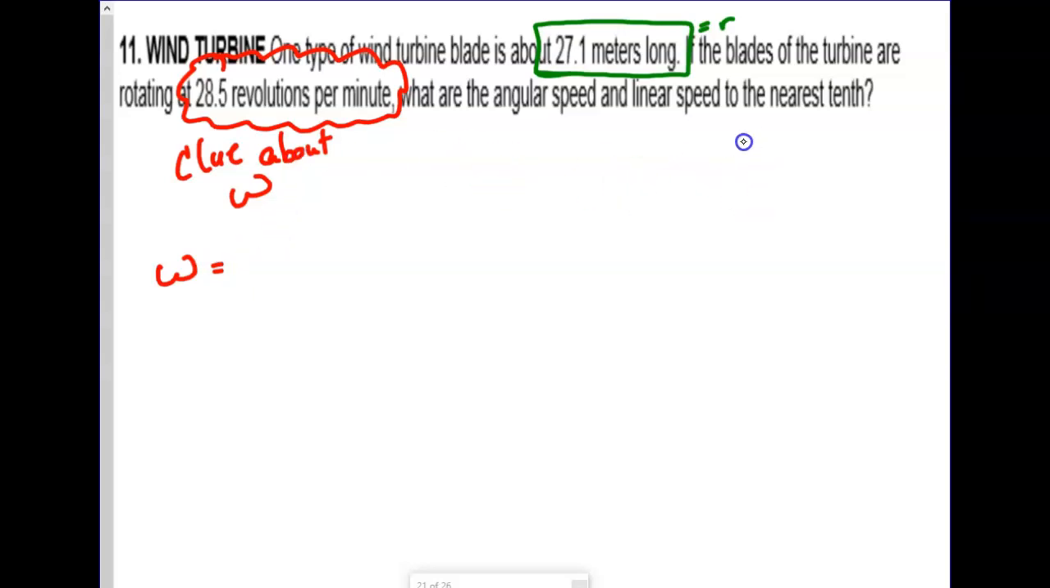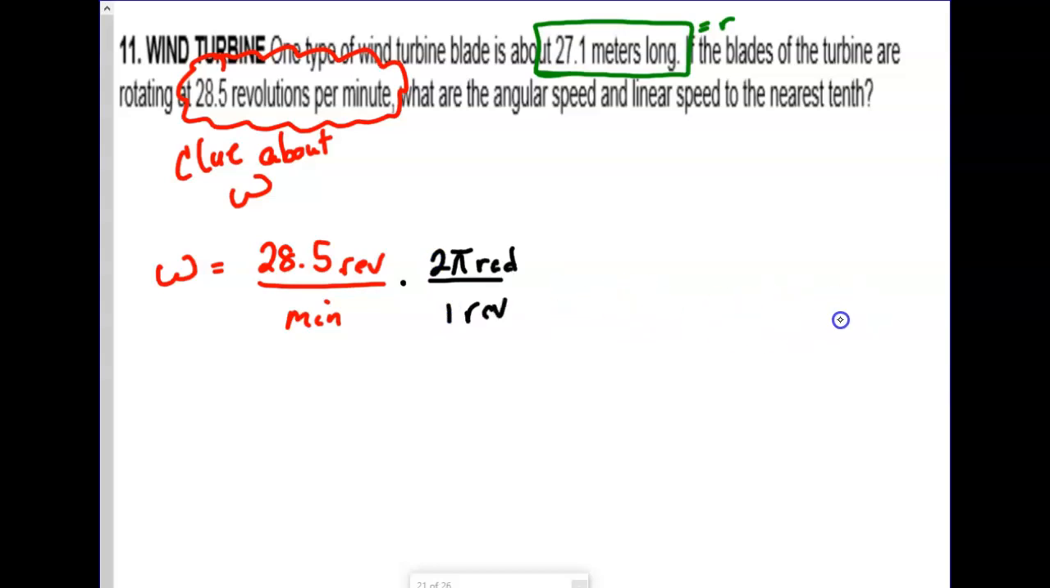Now, I am always paranoid about time units because they can switch it on me. They might say things like, I want your answer in per second. They didn't do that in this question, but I'm pretty sure they do that to you on your test next week, so be careful. So we're going to start with the clue as it's given, 28.5 revolutions per minute. But I need to do some converting. I need this to say radians per minute. So how many radians are in one revolution? 2 pi radians in one revolution.